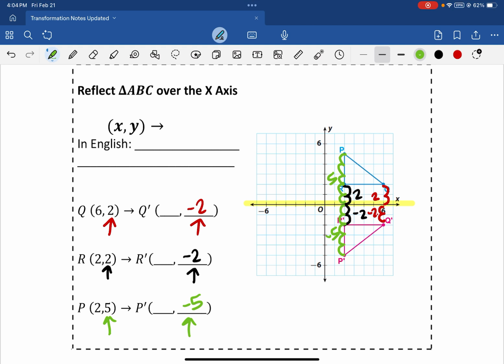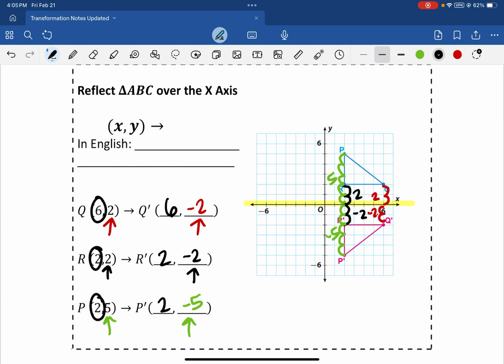Now, when we reflect over the x-axis, our x actually stays the same. So we're going to look at our x's. Our x for Q was 6, so our x for Q prime will also be 6. Our x for R was 2, so our x for R prime will stay 2. Our x for P is 2, so our x for P prime will stay 2.